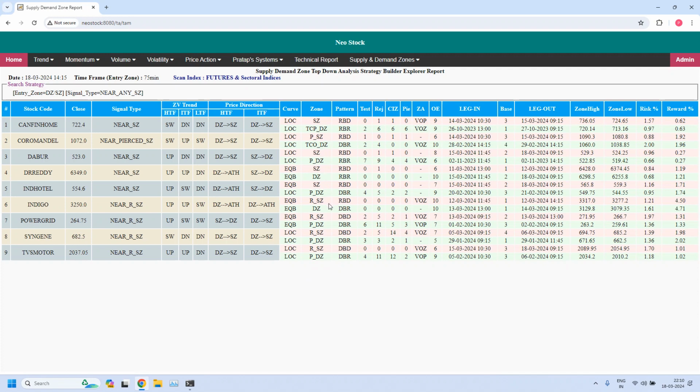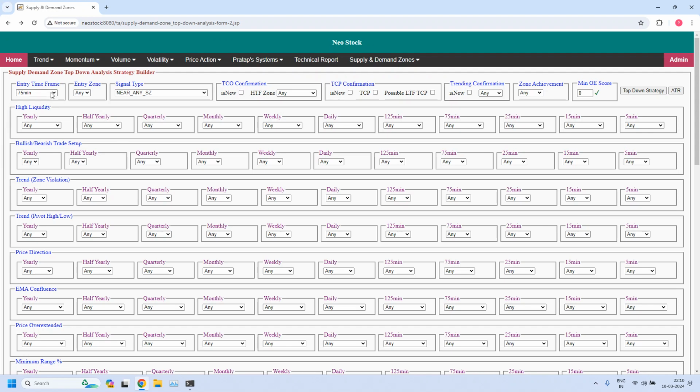First one is Indigo. Second one is TVS Motor. There are 2 more, but they are pierced. Pierced zones are invalid zones. So in total we identified 4 high liquidity zones. 2 are from daily supply zones and 2 are from 75 minute supply zones. So let's go back. Let us change the time frame to 25 minutes.